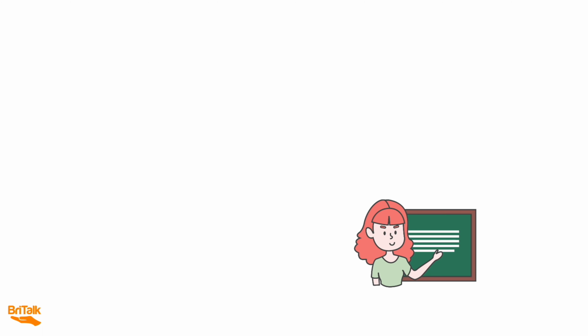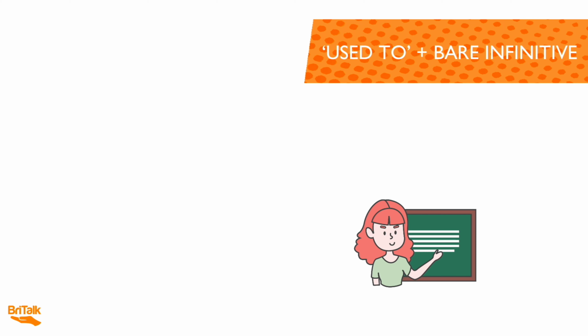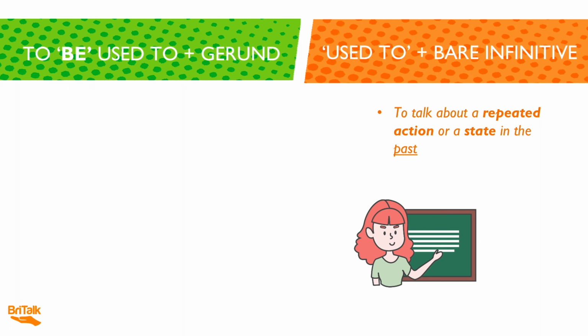So as we have seen so far, used to and the bare infinitive is used to talk about a repeated action or a state in the past. However, do not confuse used to and the bare infinitive with to be used to and the gerund. These are two different structures with two different meanings. Used to in the bare infinitive is for repeated actions or states in the past, and to be used to plus the gerund means to be habituated to something, so a completely different meaning.